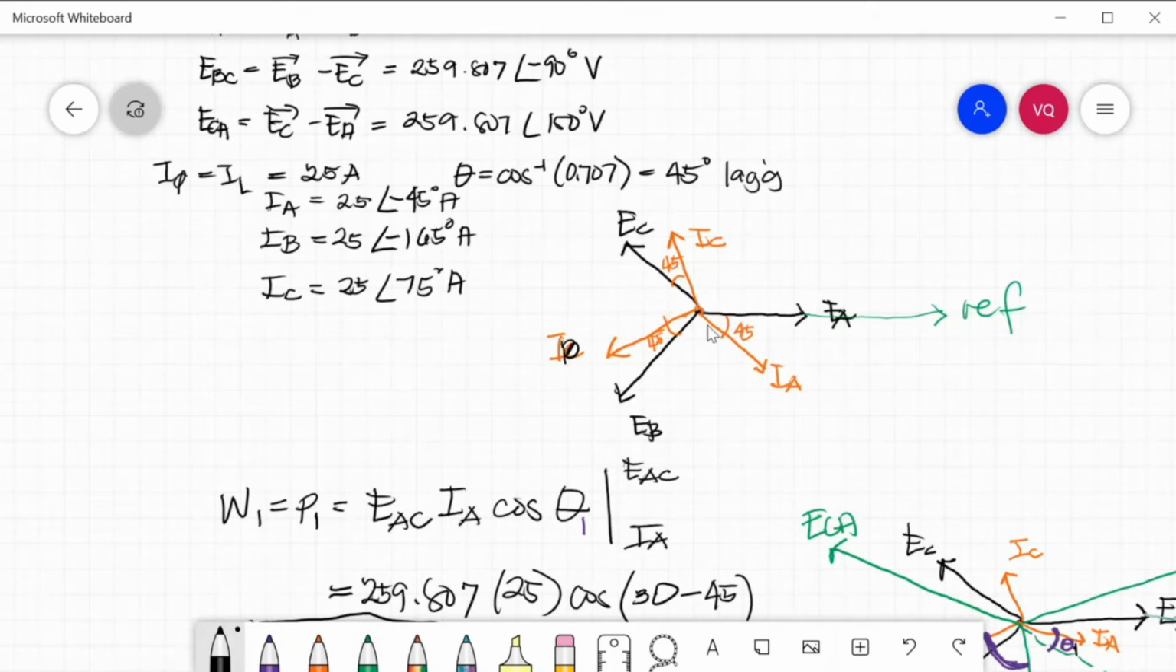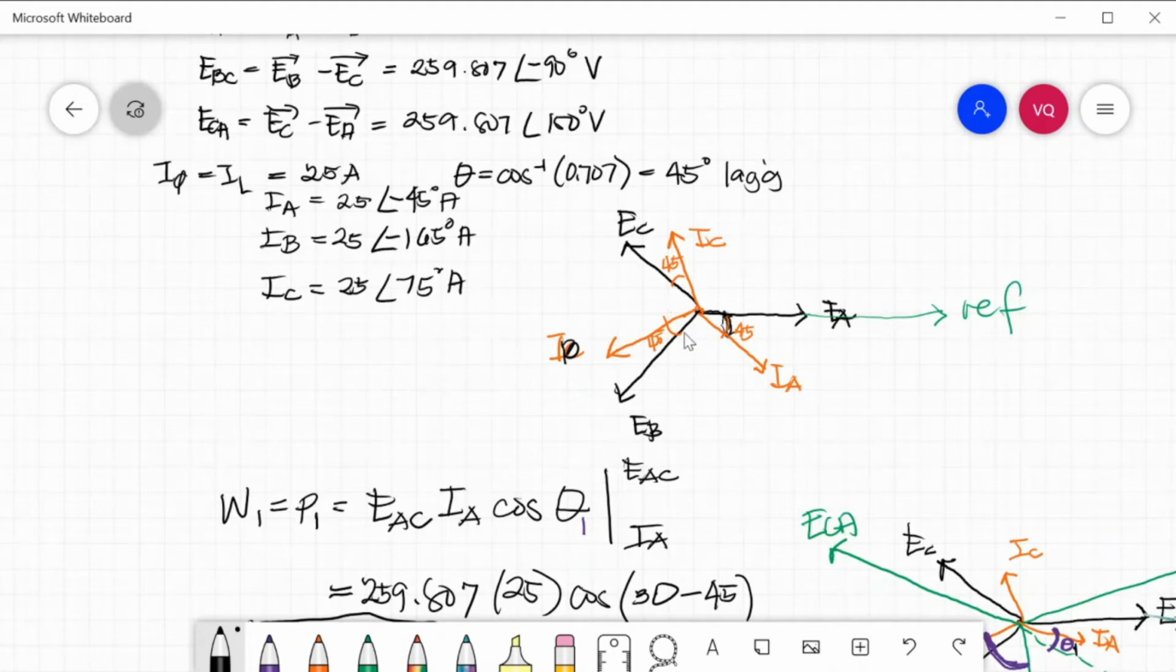So, what we need is the angle from the reference. What will be the angle of IA, IB, and IC with respect to our reference? IA is initially negative 45 degrees, reading it in the clockwise direction. Negative 45.